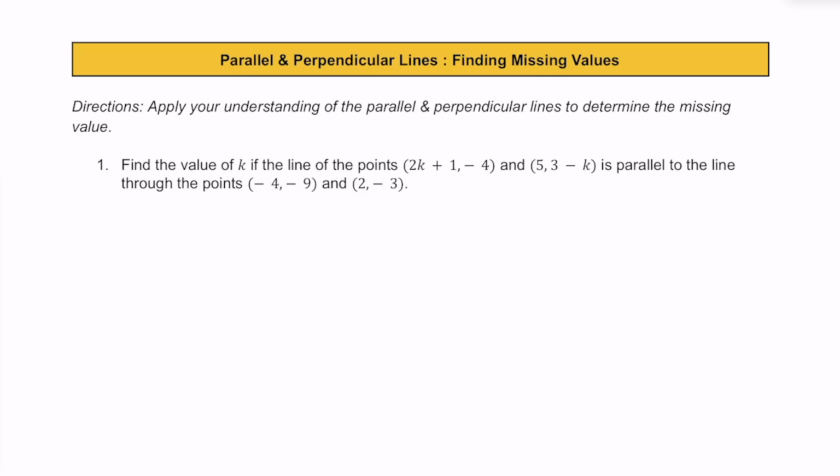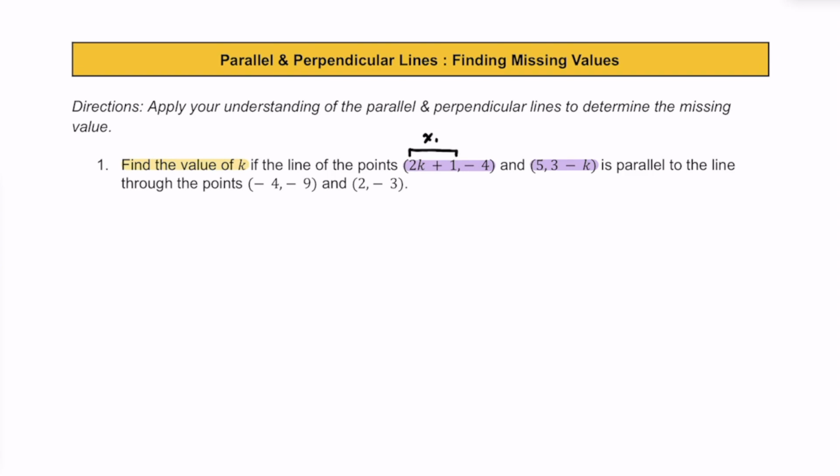Let's practice using our understanding of parallel and perpendicular lines to find some missing values together. All right, so it looks like we're looking for some value of k here that's going to satisfy some different conditions. On a given line, we know we have the 2 points of (2k + 1, -4) and (5, 3 - k).